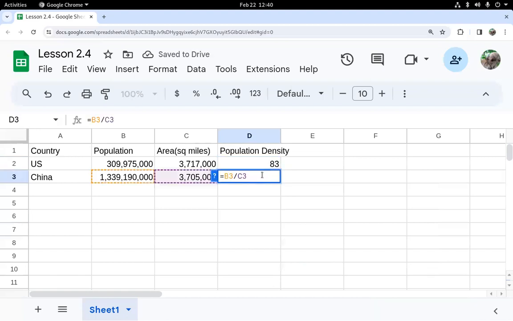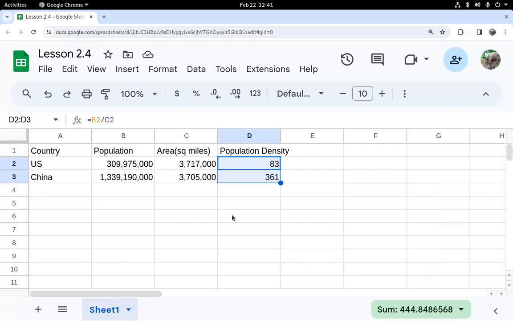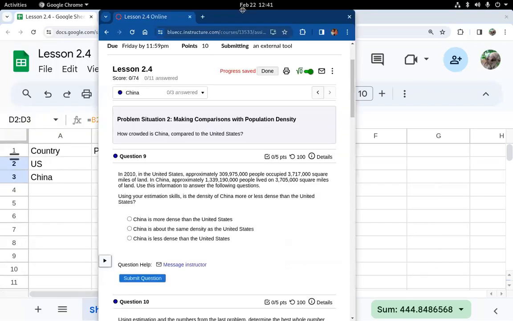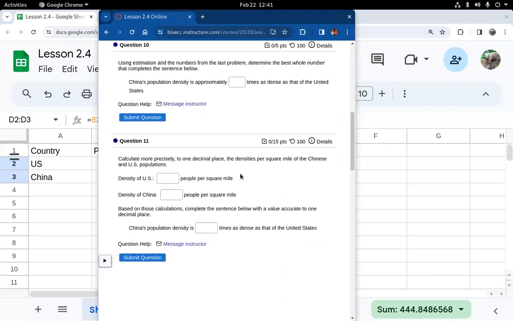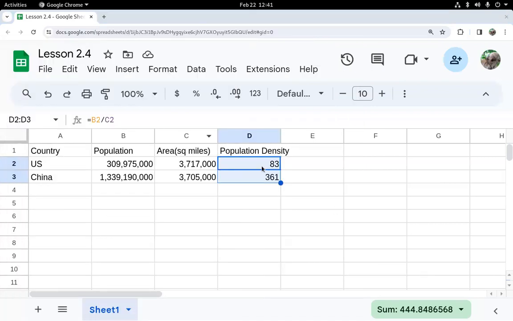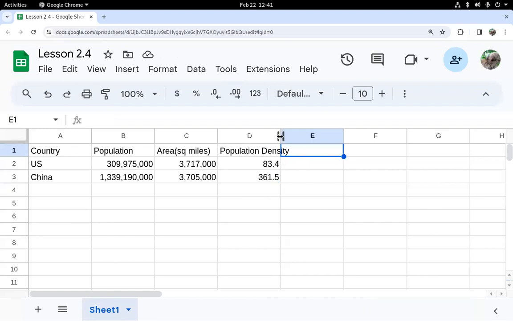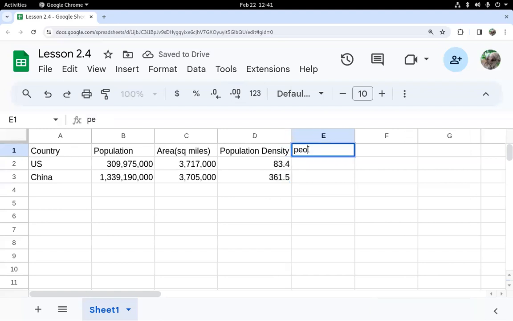If I double click on that, I can see that it's using the right numbers in the calculation, population over area. Usually we use a couple more decimal places. Let's see, did this problem ask for 1 decimal place? All right, so then we're just going to highlight those and say, give me another decimal place. So these would be my answers for the population density, in people per square mile.